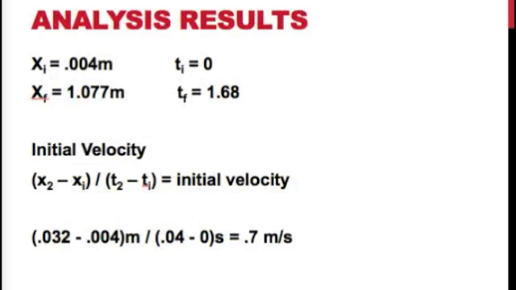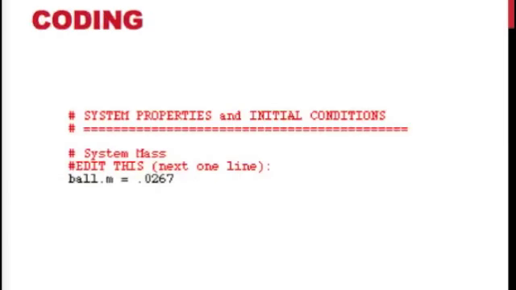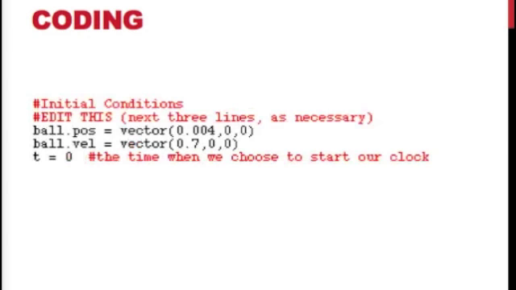So, the analysis results. In order to code, I needed to find the initial velocity. I took the second position we recorded and subtracted the initial position, as well as the second time minus the initial time. That gives the initial velocity, which is 0.7 meters per second. Now to begin with the coding, I inserted the ball's mass as 0.0267 kilograms. For initial conditions, the initial position of the ball on my axes was 0.004 meters in the x component, and the initial velocity, as we just calculated, was 0.7 meters per second in the x component as well.